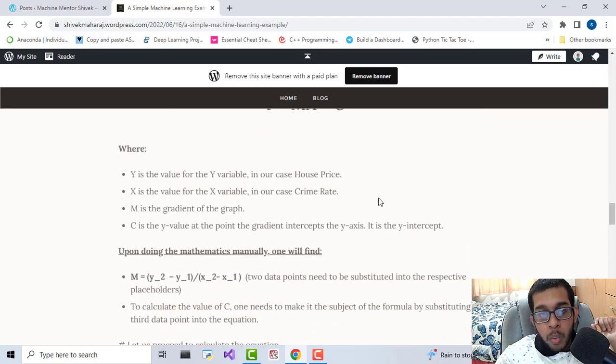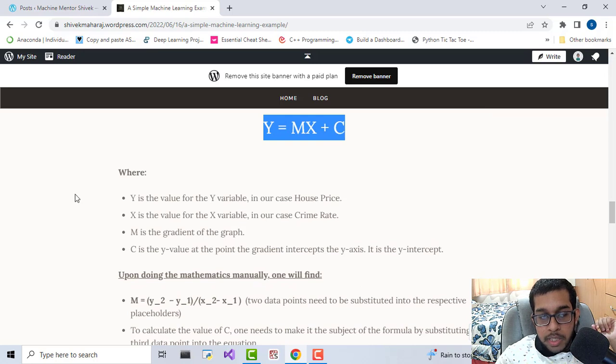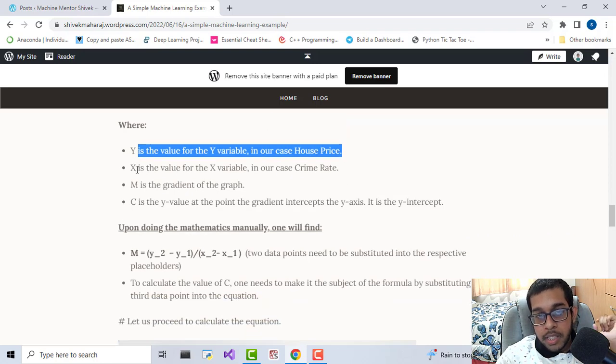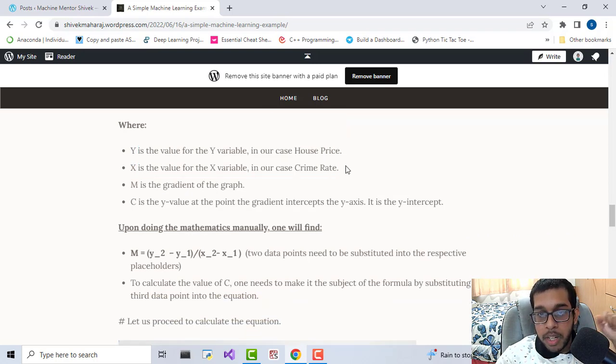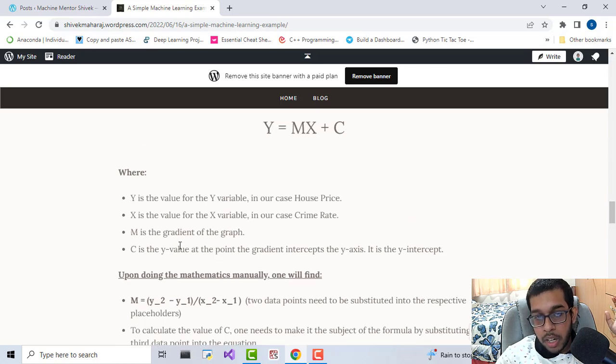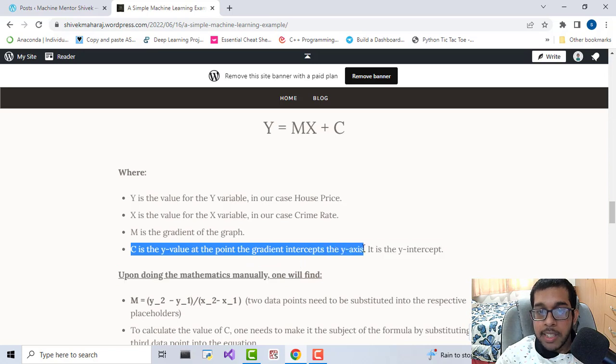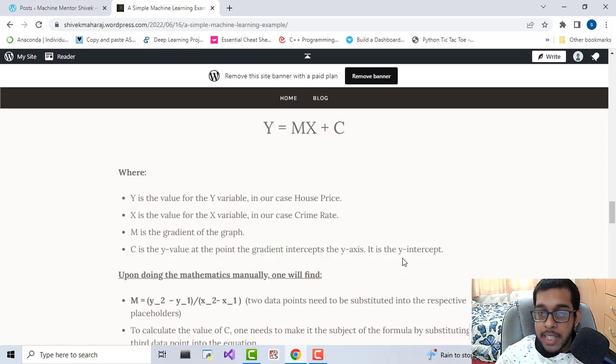So y is equal to mx plus c, where y is the value for the y variable, in our case house price, x is the value for the x variable, in our case crime rate, m is the gradient of the graph, and c is the y value at the point the gradient intercepts the y-axis. So basically, c represents the y-intercept.